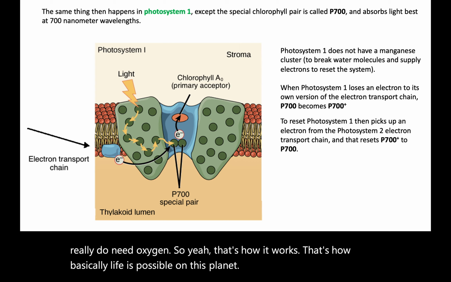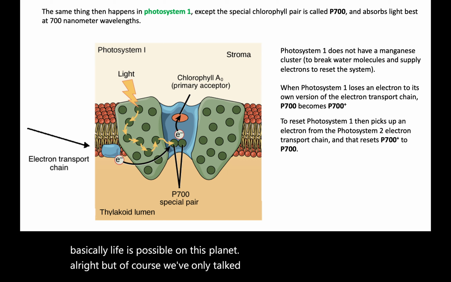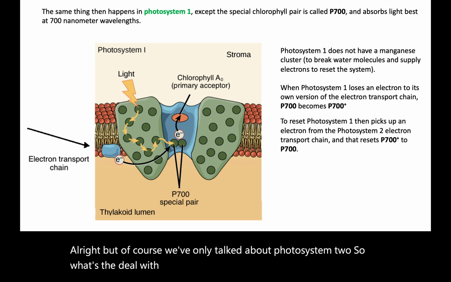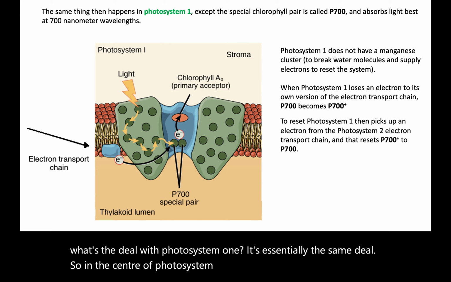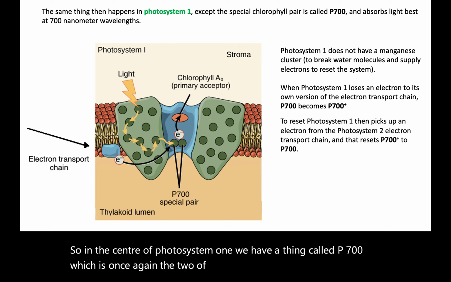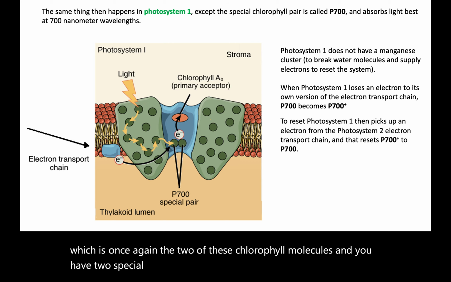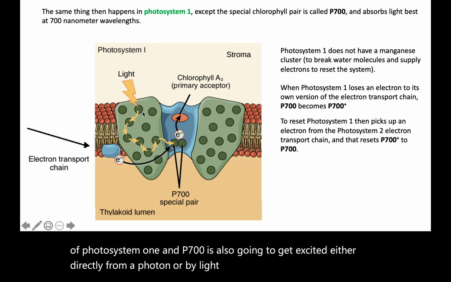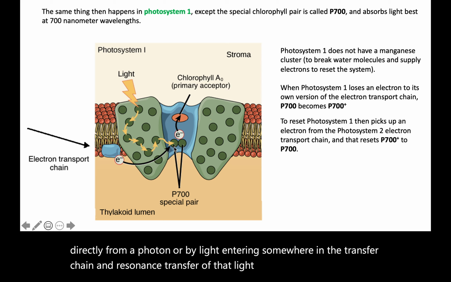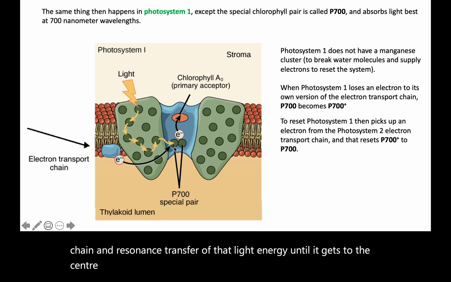All right, but of course we've only talked about photosystem 2. So what's the deal with photosystem 1? It's essentially the same deal. So in the center of photosystem 1, we have a thing called P700, which is once again 2 of these chlorophyll molecules. And you have 2 special pairs of these, and those are going to be in the center of photosystem 1. And P700 is also going to get excited, either directly from a photon or by light entering somewhere in the transfer chain, and then resonance transfer of that light energy until it gets to the center, in which case it's going to be poured into an electron.